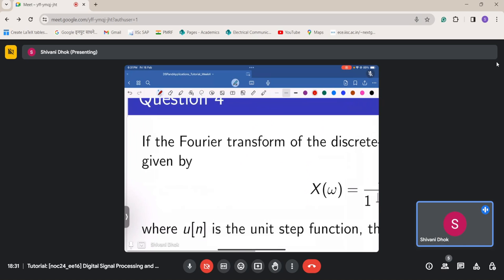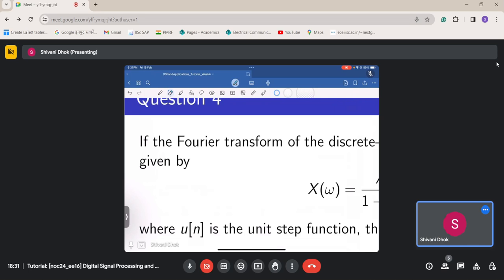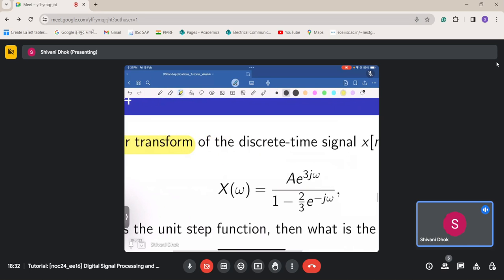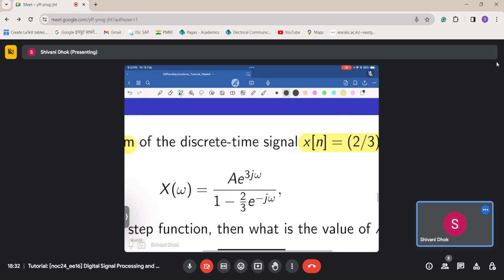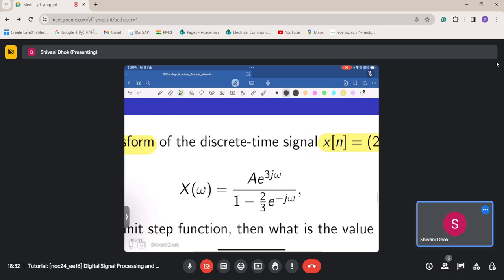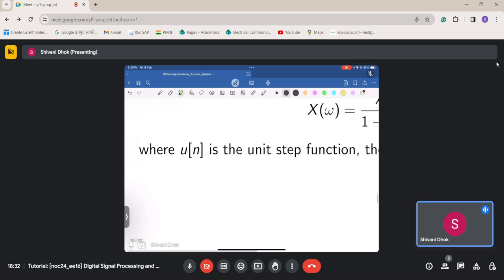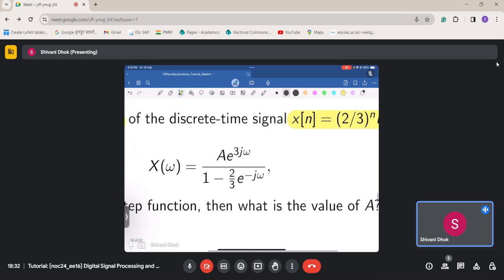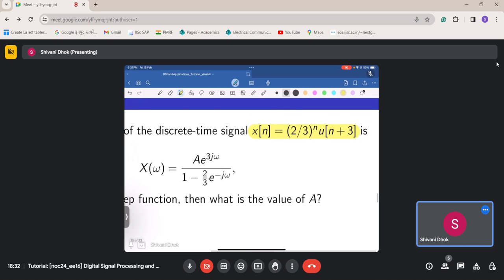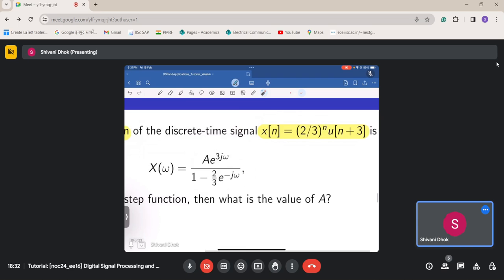So here is the fourth question. It says that if the Fourier transform of the discrete time signal x[n] equal to 1 by 2 to the power n into u of n plus 3 is of the form this, where u[n] is the unit step function, then what is the value of a? So for this particular signal, we have been given the form of its Fourier transform, and we need to find this value a. So let's start with it.